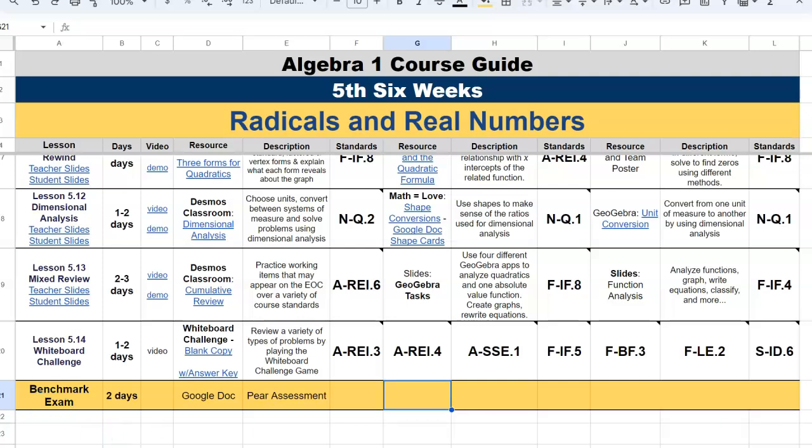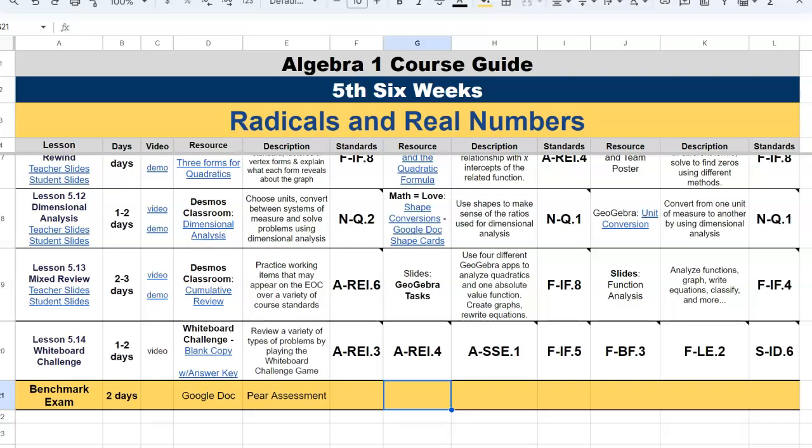Now, the benchmark exam is next class period. I have it scheduled for 2 days. This will be a full end of course exam style assessment that you can use in whatever way you want. You could pare it down and make it a 1-day assessment if you don't want to do the whole thing. You could do it exactly as it's written.